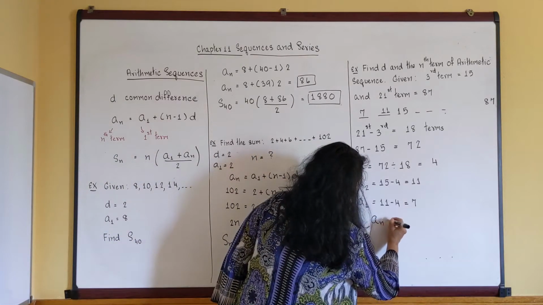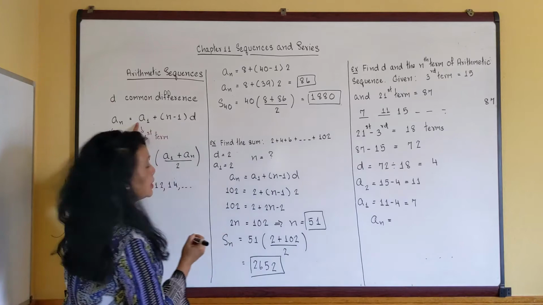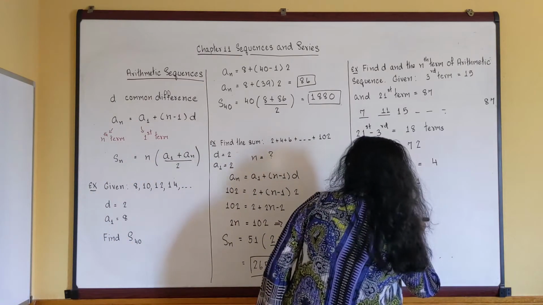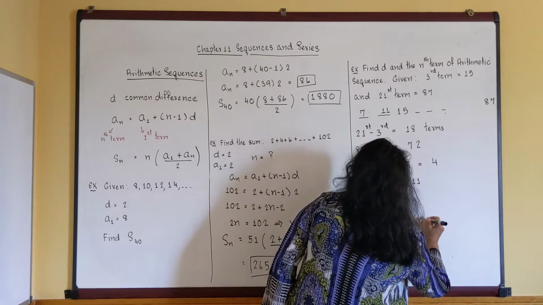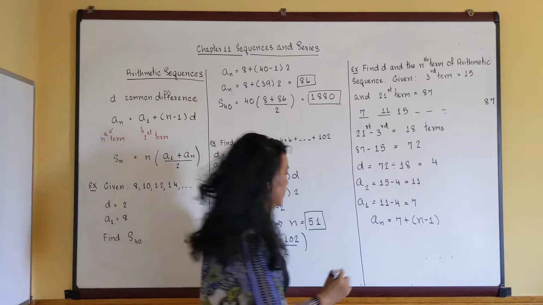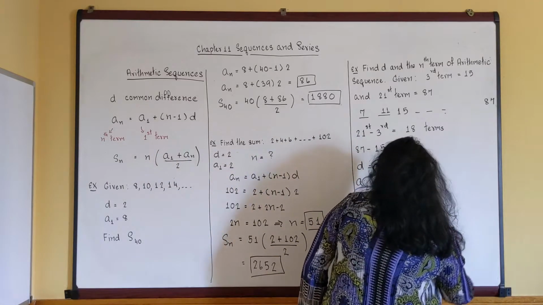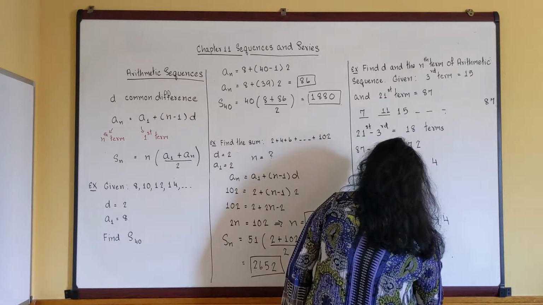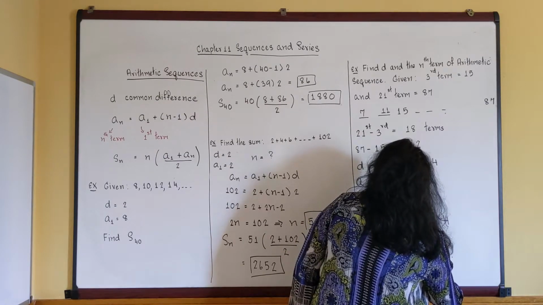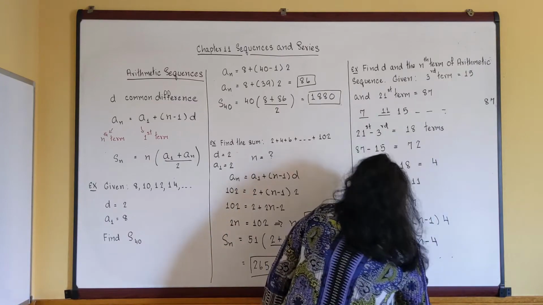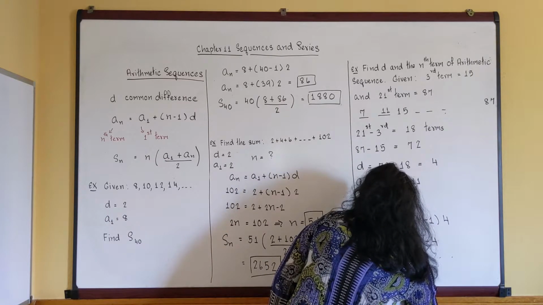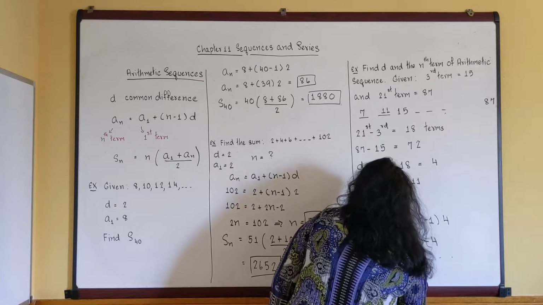Alright, now I'm going to plug it in. A sub n is equal to a sub 1, I got 7, plus n minus 1 times d. My d is 4. So a sub n is 7 plus 4n minus 4. So a sub n is 4n plus 3.